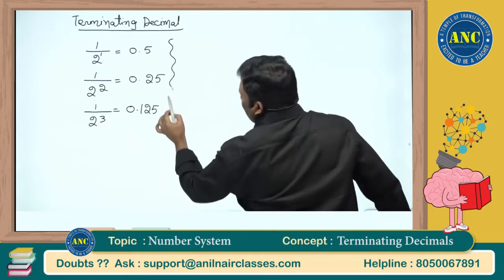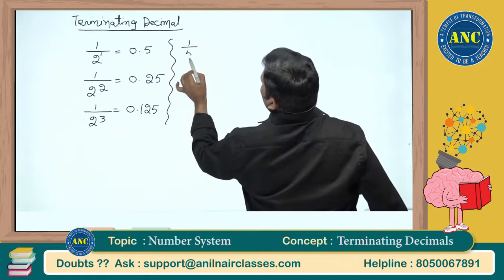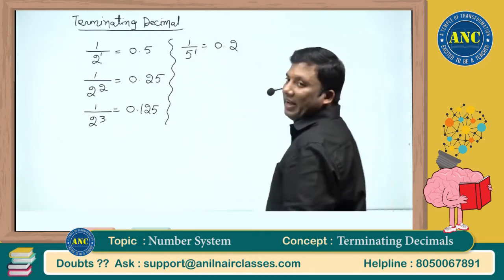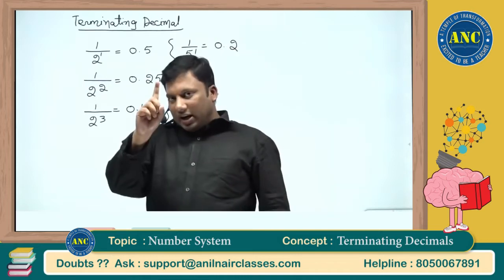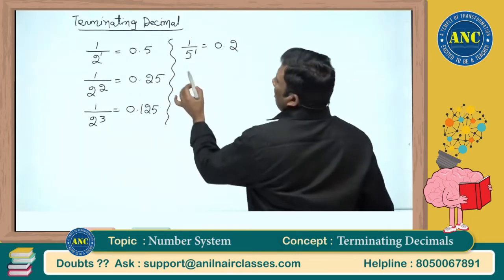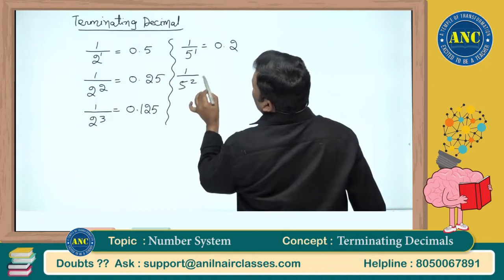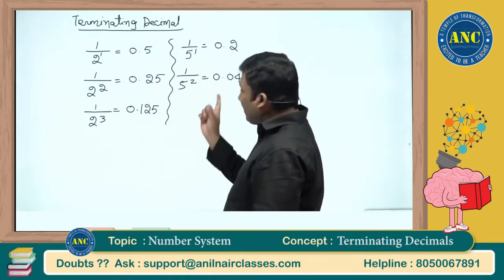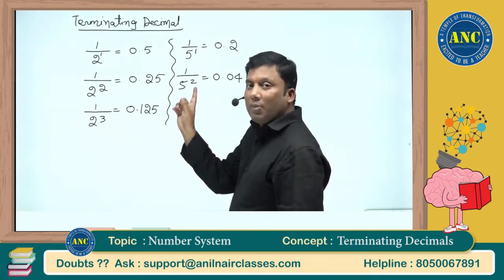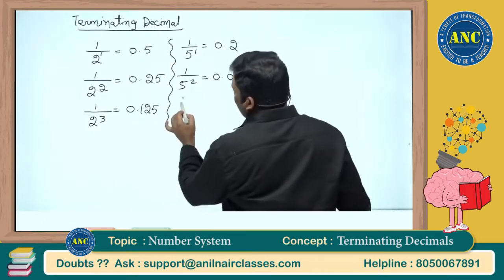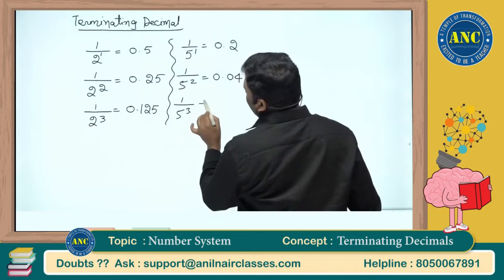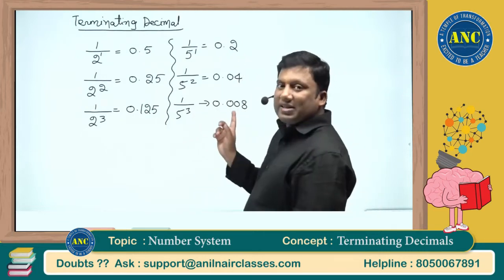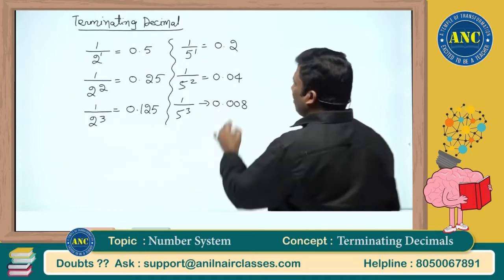Now, once you understand this, 1 by 5, 5 power 1, is 0.2. Exactly after the dot, at one digit it stopped. Then 1 by 5 square, 1 by 25, 0.04. Exactly after 2 digits, it stopped because the power of 5 is 2. 1 by 5 cube is 0.008. Exactly after 3 digits, it stopped.